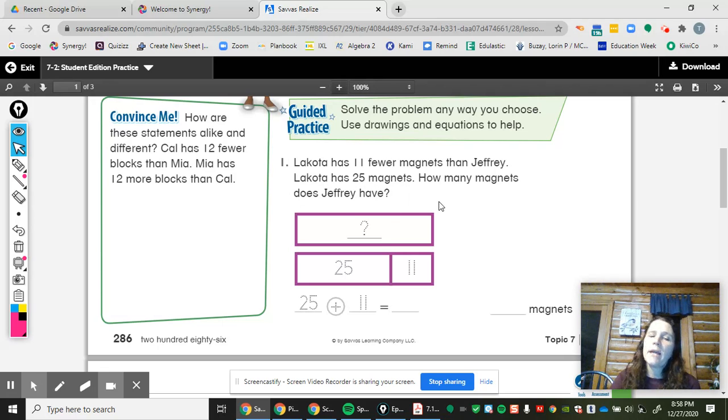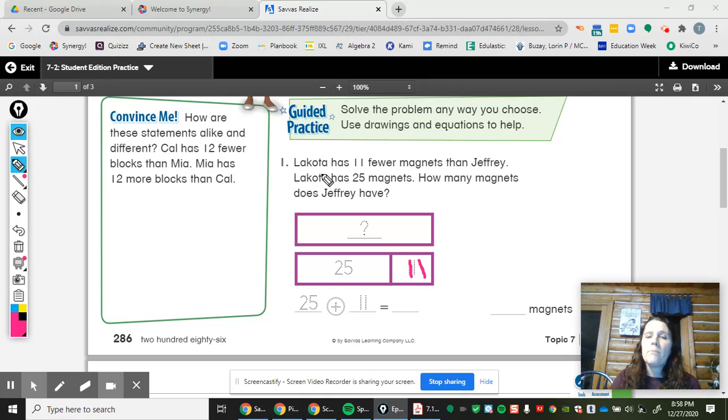All right, so what is it asking us? How many magnets does Jeffrey have? Okay, what do I know? Well, it said that Lakota has 11 fewer magnets than Jeffrey. So that's going to go here in a part. Let me get my pen. That's going to go in a part box. And it said Lakota has 25 magnets.